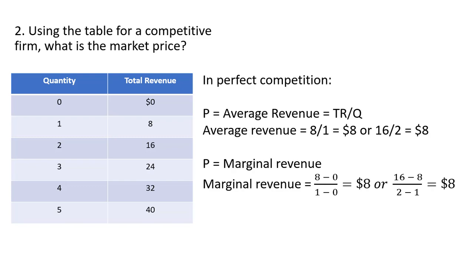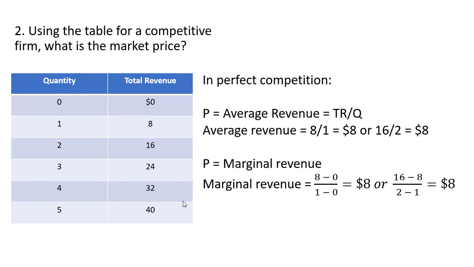So in perfect competition, price equals average revenue, where average revenue is just total revenue divided by quantity. So if we take 8 and divide it by 1, we get $8. If we take 16 divided by 2, we get average revenue of $8. 24 divided by 3, 32 divided by 4, and 40 divided by 5. Average revenue is $8, and that will be the market price in this perfectly competitive market.